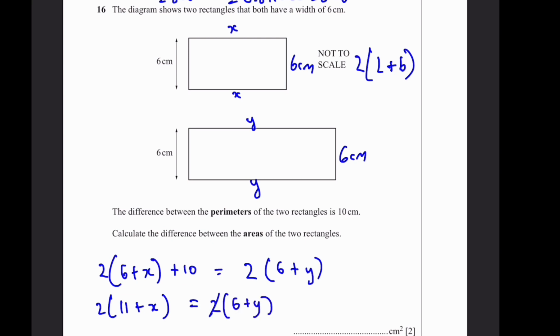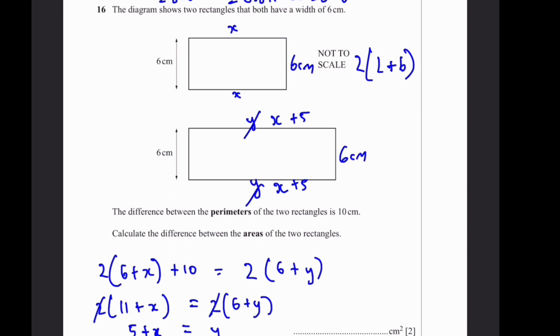So let's cancel out the 2's. 11 plus x equals 6 plus y. So 5 plus x equals y. Y equals x plus 5. So let's take out the y's here and put x plus 5 on both sides.